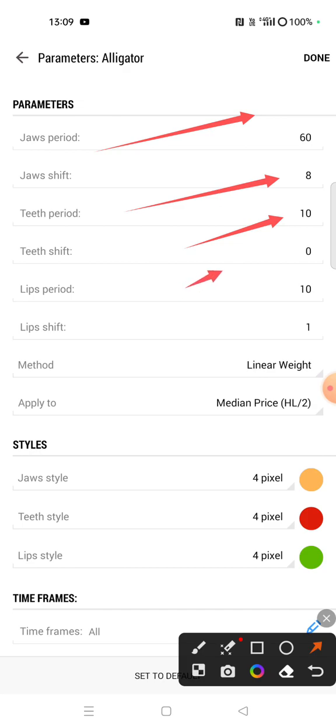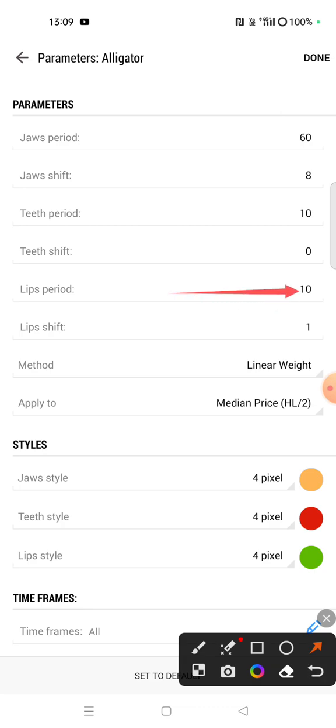And then the teeth shift is the one I changed. He used 1, but I changed it to 0. I thought if I increased it, it would be better, but with the teeth shift, I reduced it to 0, then it worked. The lips period is 10. The next one that I changed was lips shift. The Nigerian guy used 0, but I changed it to 1. Then the method is linear weighted. The next one, apply to median price.